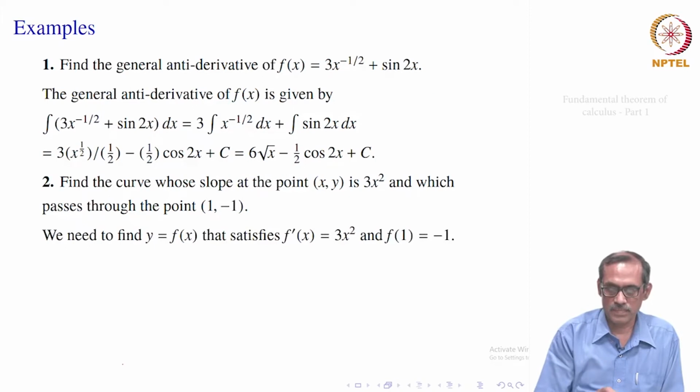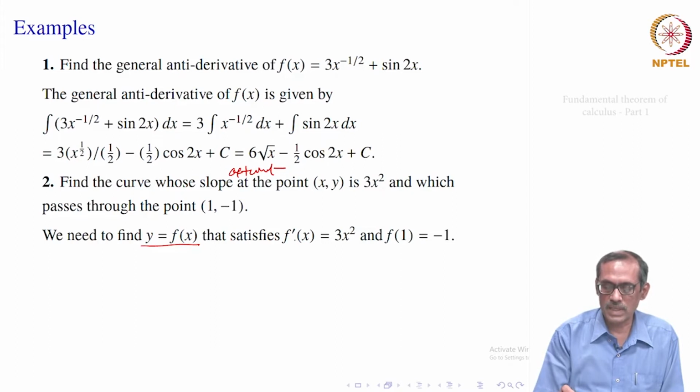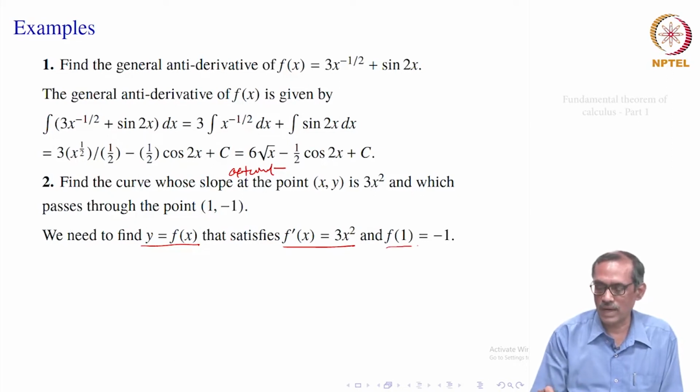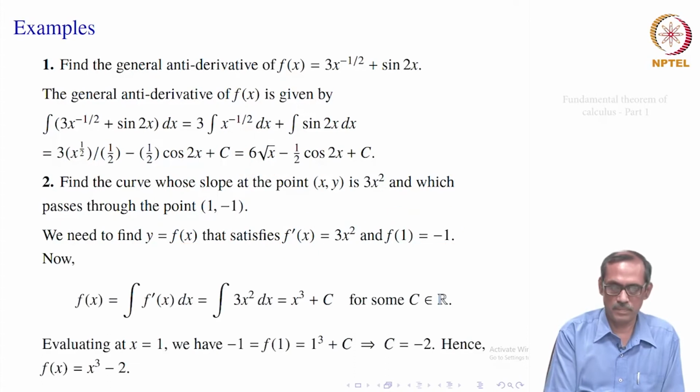indefinite and definite integrals. So, what does it ask? Let us reformulate again. We want to find y equal to f of x. So, its slope of the tangent at the point x y, that means f prime x, is equal to 3x square, and it passes through the point 1, minus 1, which means f of 1 equal to minus 1. So, we have f prime x equal to 3x square and f of 1 equal to minus 1. These two things we have to solve and get what this f can be.